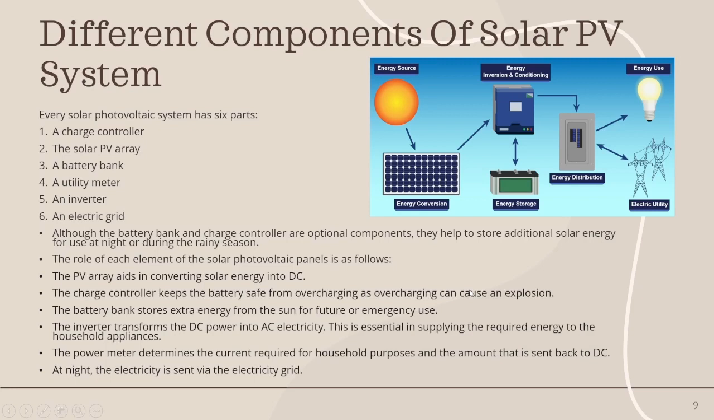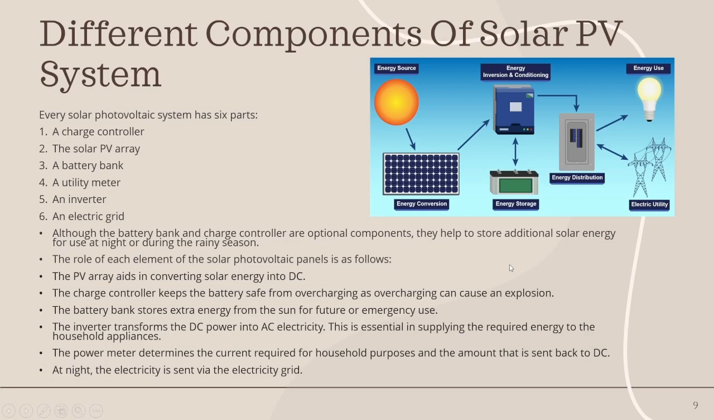The role of each element of solar photovoltaic panels is as follows. The PV array aids in converting solar energy into DC. The charge controller keeps the battery safe from overcharging, as overcharging can cause an explosion. The battery bank stores extra energy from the sun for future and emergency use. The inverter transforms DC power into AC electricity. This is essential in supplying the required energy to the household appliances.